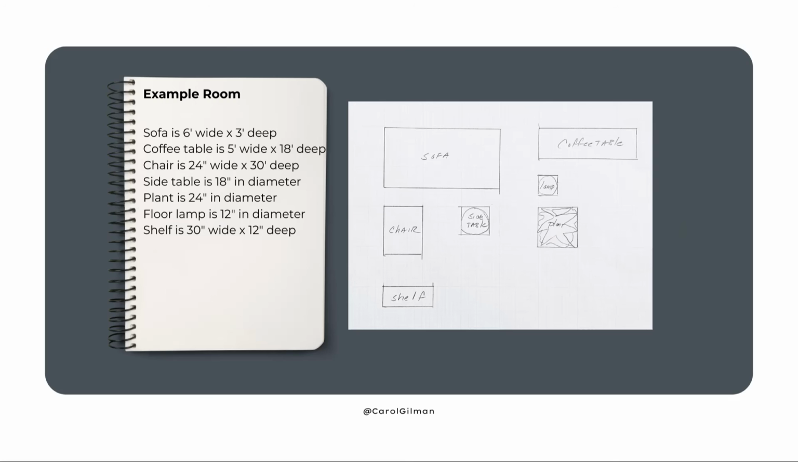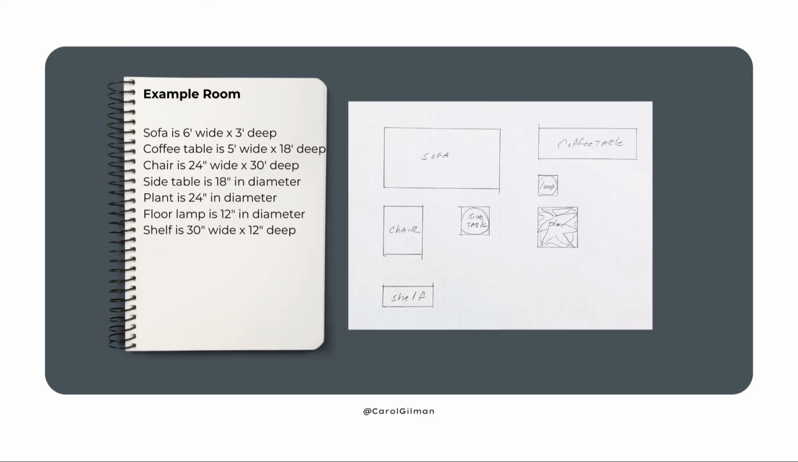We have a coffee table that is 5 feet wide and 18 inches deep. We have a chair that is 24 inches wide by 30 inches deep. We have a side table that is 18 inches in diameter. We have a plant that is around 24 inches in diameter, a floor lamp that is around 12 inches in diameter, a shelf that is 30 inches wide by 12 inches deep, and we also know that there's going to be a TV that will go on one wall, but we really don't need to have the exact measurements for that because it will just go on the wall, and plus it's very narrow.